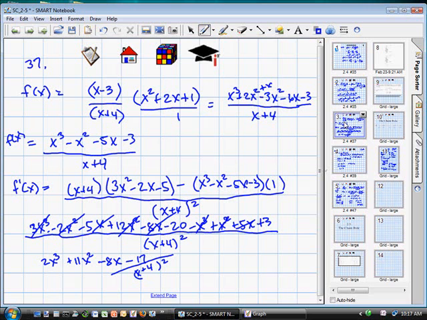Let's see. Do I need to stop? Do you have enough time to do these derivatives? Can we do anything to simplify this? I guess I multiplied it out and tried to bring it all together.